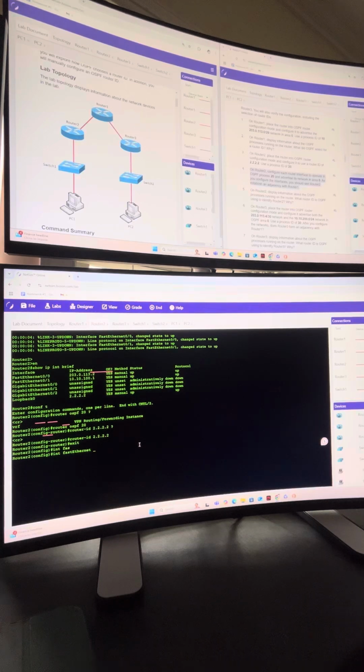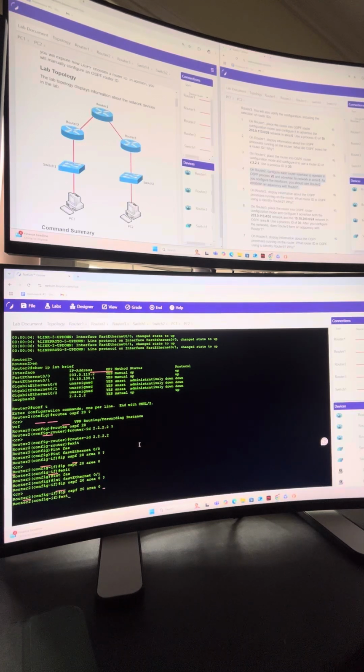Let's do interface FastEthernet 0/0. It's the first one we're going to do. We want to do an ip ospf for process ID of 20, and we want to place it into area 0. All right, let's hit enter there. Let's do an exit. Let's go into interface FastEthernet 0/1. Let's do an ip ospf process ID of 20 for area 0.